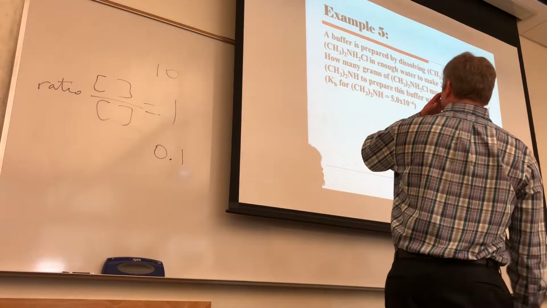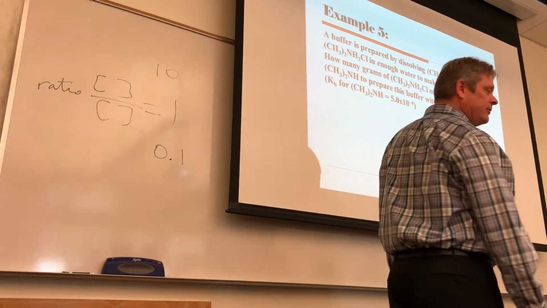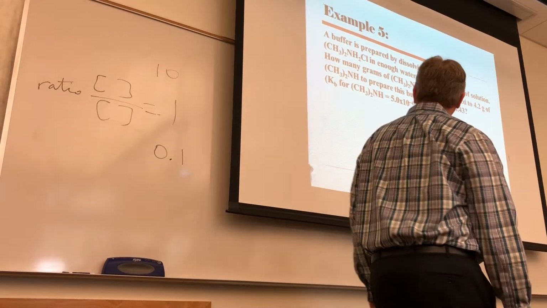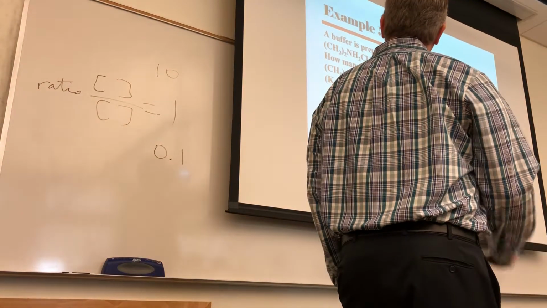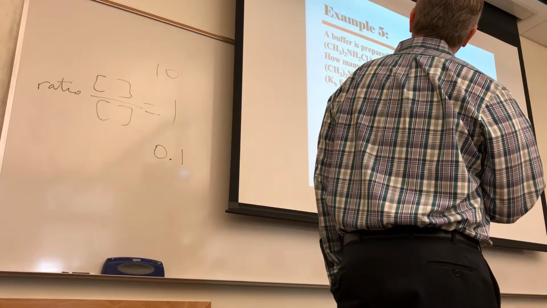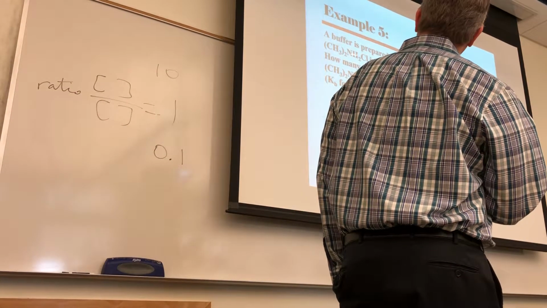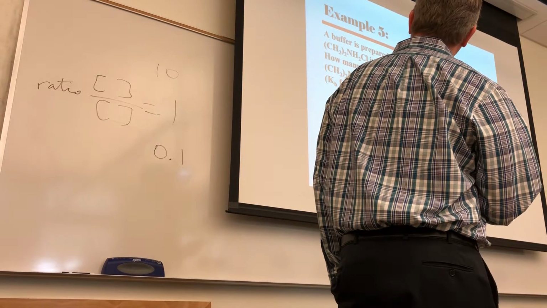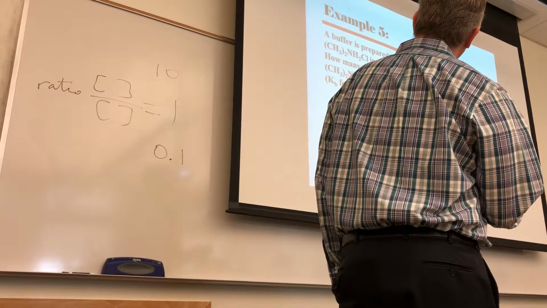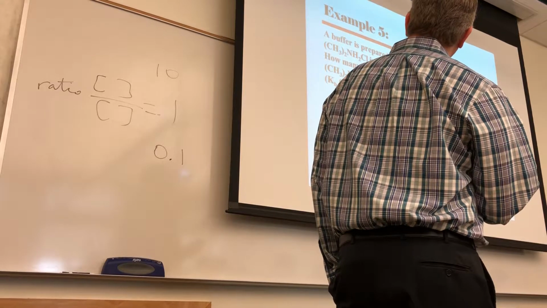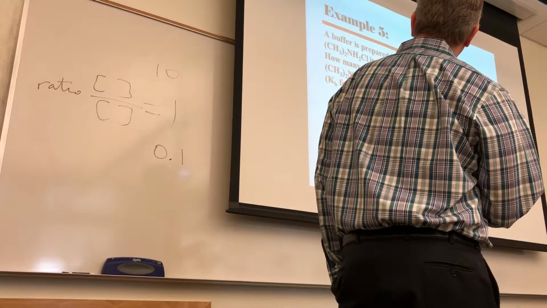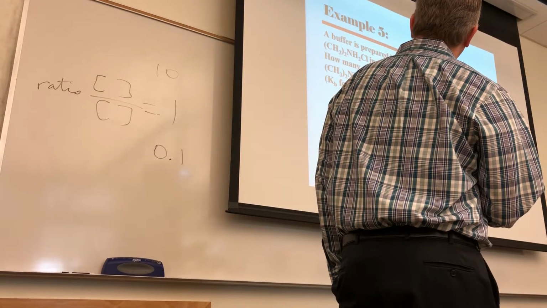Okay, now let's finish this off. This is the last question you said? There's two more. Okay, let me take a quick look, see if we need to do this in class. A buffer is prepared by dissolving this and this in enough water to make a given volume. How many grams of this must be added to 4.2 grams of this to prepare this buffer with a given pH? All right, what's happening here?